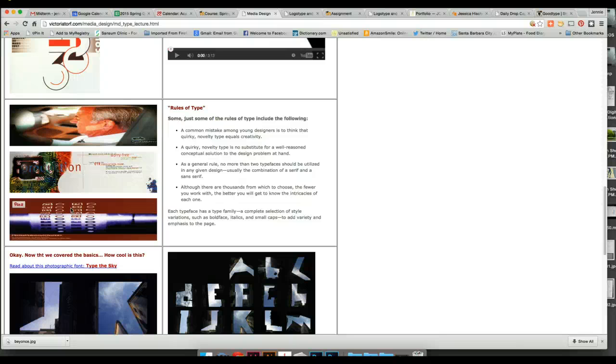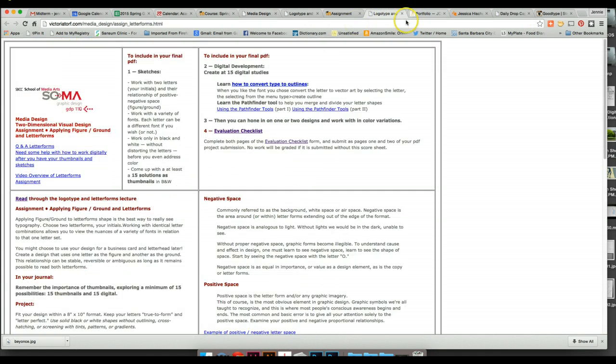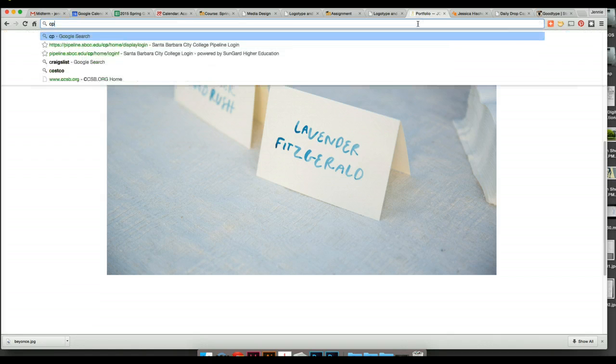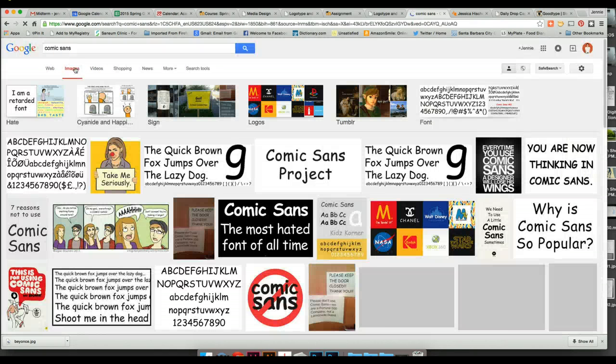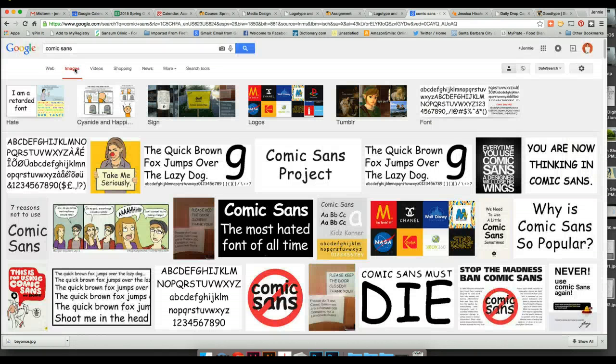A common mistake among young designers is to think that quirky novelty type equals creativity. Okay? One of the classic typefaces that people make fun of is Comic Sans. Have you guys heard of Comic Sans before? Do you know why everyone makes fun of Comic Sans? Because it's overused, and it's overused in inappropriate ways.